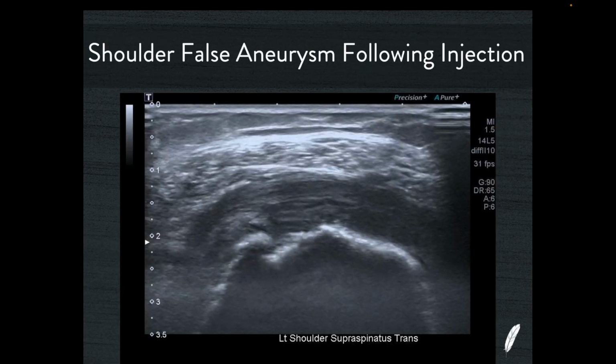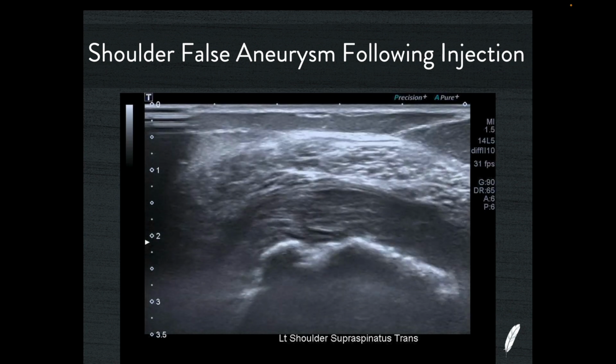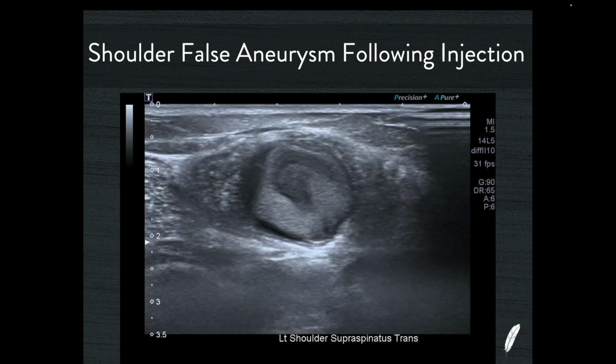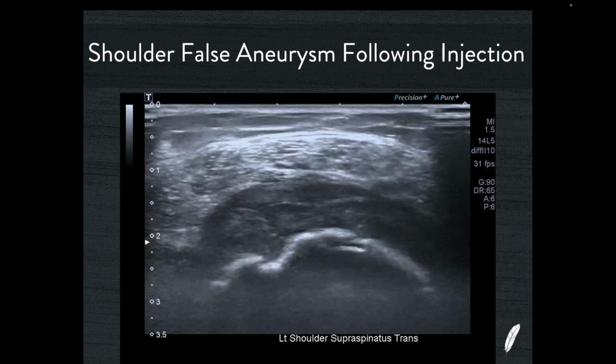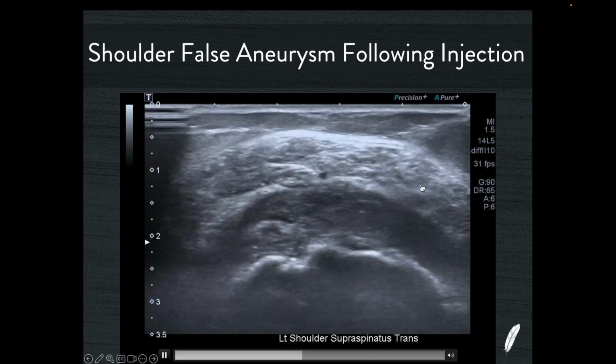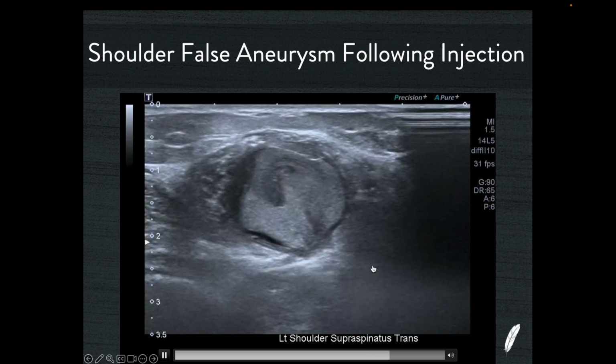Now this is the case of a false aneurysm in a shoulder following a shoulder bursal injection. This is the only case I've ever seen like this in my life, so I guess it's not a very common complication. You can see from the video here, the patient's fairly elderly. They've got quite an atrophic deltoid muscle, and you can see the rotator cuff is in quite disarray.